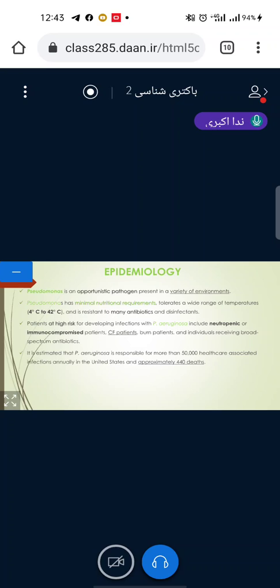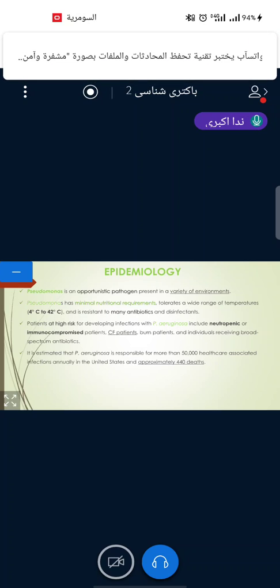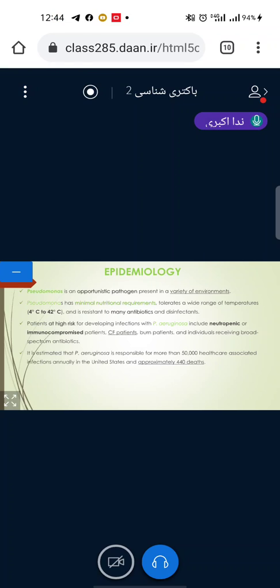Furthermore, isolation of Pseudomonas from a hospitalized patient is worrisome, but does not normally justify therapeutic intervention unless there is evidence of disease. And it is estimated that Pseudomonas aeruginosa is responsible for more than 50,000 healthcare-associated infections annually in the United States and approximately 440 deaths. So you can find this bacteria everywhere. And this is an opportunistic pathogen.